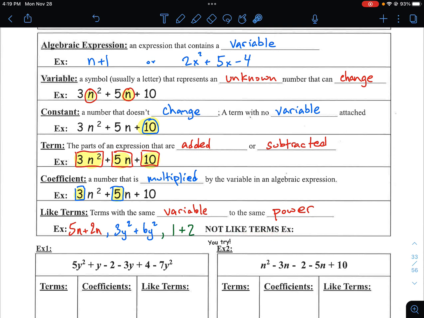So let's do some examples of terms that are not like. Not like terms, how about 3a plus 4b. Why aren't these like terms? Well, because this is an a term and this term has a b next to it, and we can't combine those two. Let's do another example.